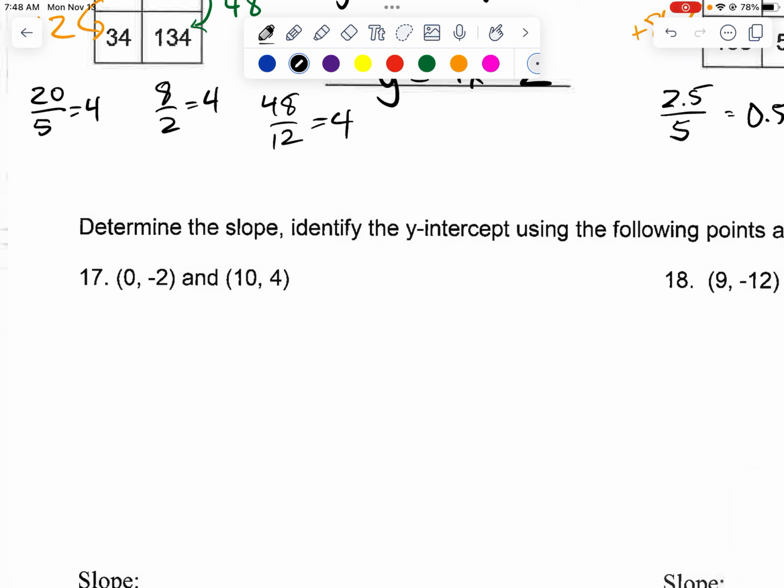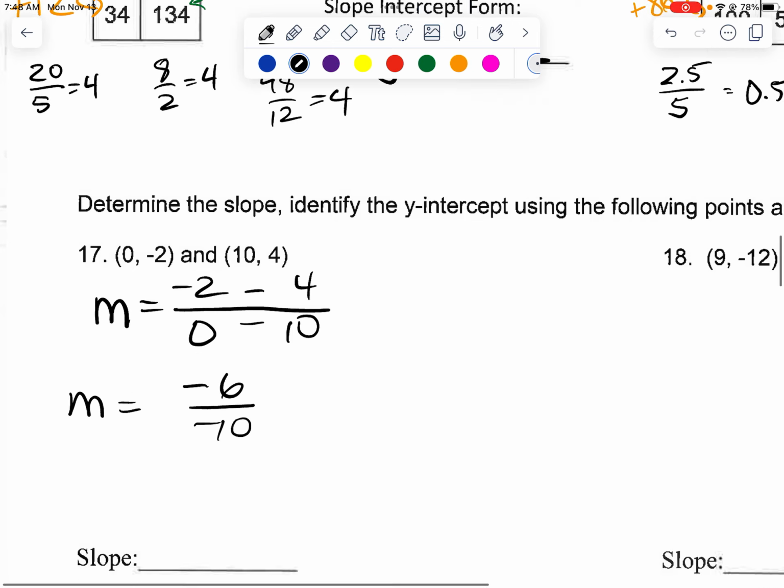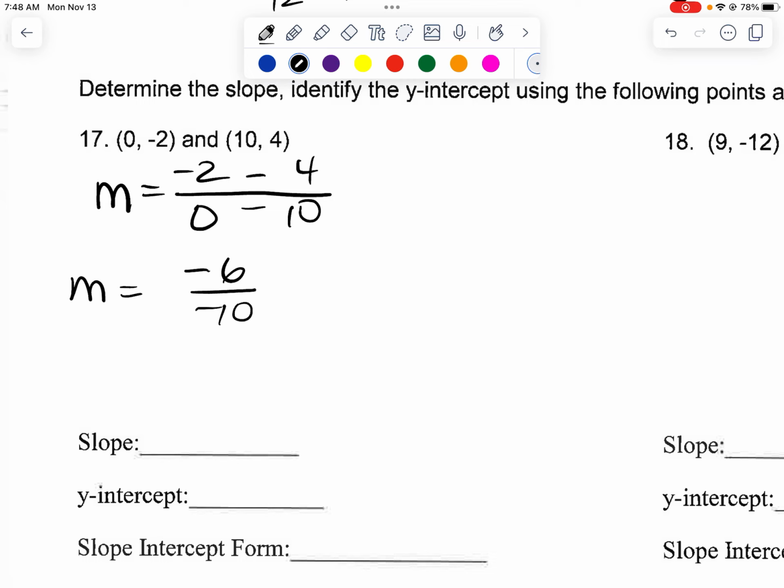So find the slope. -2 minus 4 over 0 minus 10. So -6 over -10. So my slope on this would have been 3 over 5. My y-intercept is when x equals 0, so that's -2. So y equals 3/5 x minus 2.